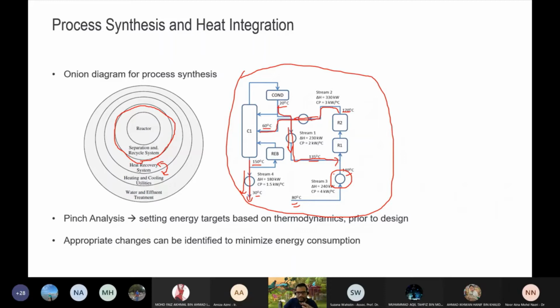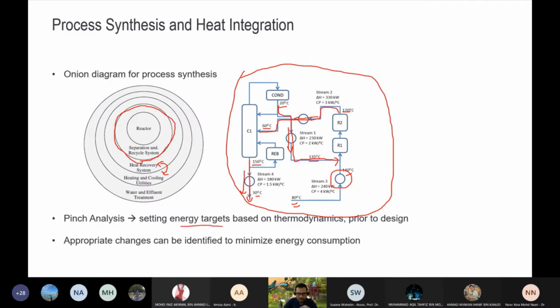Best here means it will satisfy the thermodynamic constraints. It has the minimum total cost, for example, or it has the maximum profit. Because there are so many designs that can be done, we need to know whether one design is better than the other. So pinch analysis sets the energy target based on thermodynamics.